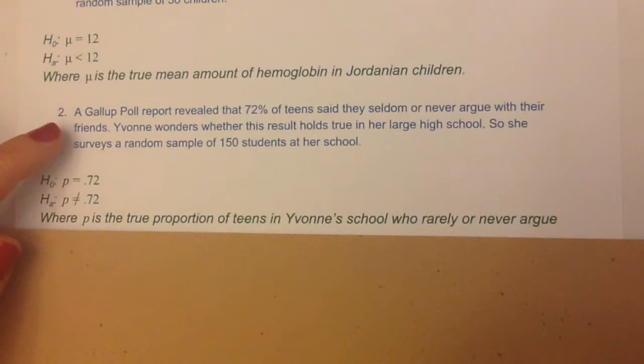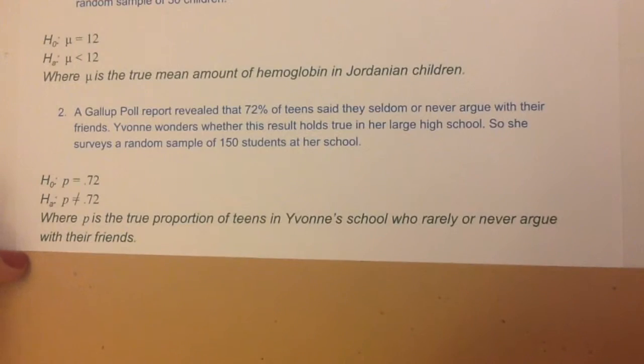Notice they didn't give a direction. It wasn't like in the previous example where we were looking specifically for when it's less than. She just wonders whether this result holds true in her large high school. She didn't say she thinks it's more, she thinks it's less. So that's why we're using the two-sided inequality of just not equal to. And we're again going to define that p is the true proportion of teens in Yvonne's school who rarely or never argue with their friends.